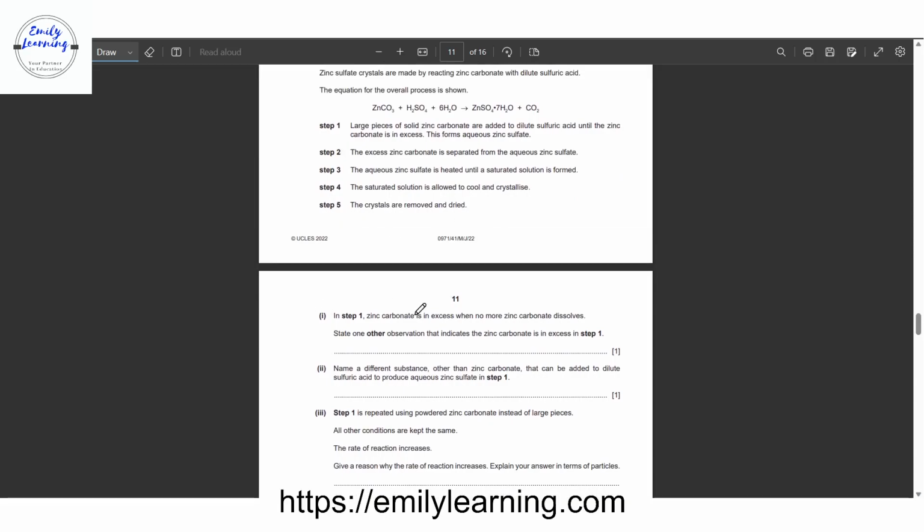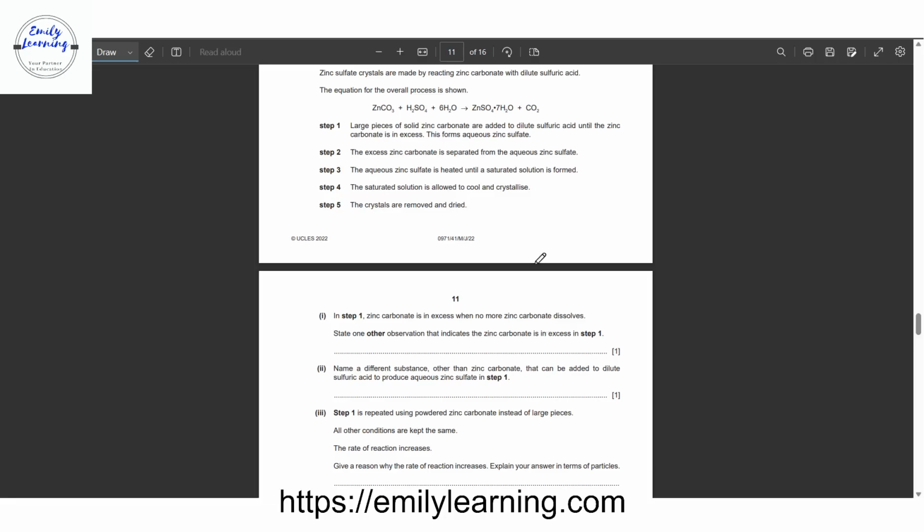So in step 1, zinc carbonate is in excess when no more zinc carbonate dissolves. State one other observation that indicates that the zinc carbonate is in excess. So in other words, they ask you, how do you know that the reaction is complete? All your acid has reacted. Well, one of it is when you see zinc carbonate in excess.